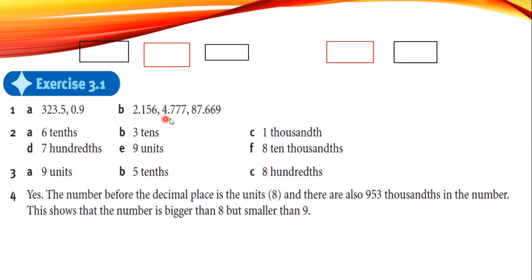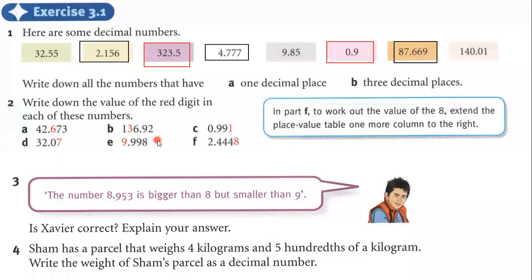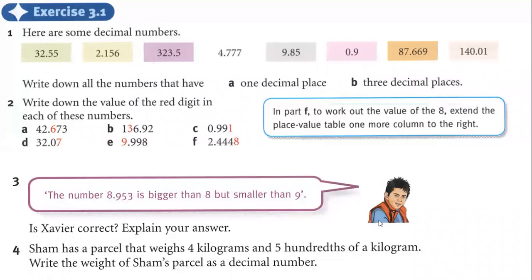Look here, 5.156, 7.777, and look, three black and two red. Okay, now the next thing that we will discuss is to write down the value of the red digit in each of these numbers. So what is this number? The first one is tenths, so I write here tenths. Next one is tenths. I never put the s, but you must put it. Next one is tenths. This one is thousandths. Next one, 7, is hundredths.